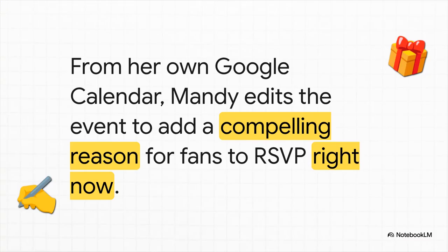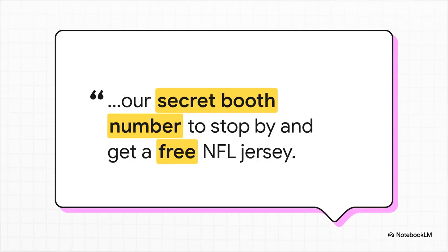That's it. So, step 1. Mandy just opens up her Google Calendar like she would any other day. She finds the event, but she's not just double-checking the time. She's doing something really smart. She's adding a compelling reason for fans to click that Add to Calendar button right this second. And what does she add? This. Stop by our secret booth number to get a free NFL jersey. I mean, how brilliant is that?